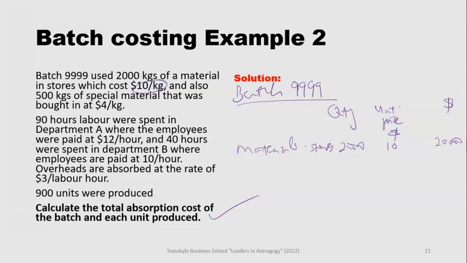Then we've got material 2. There was also 500 kgs of special material, so there are some special components. Special 500 kgs, and how much? $4 per kilo. So this comes to 2,000.